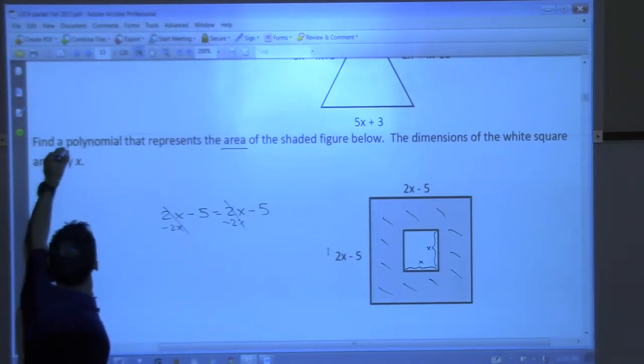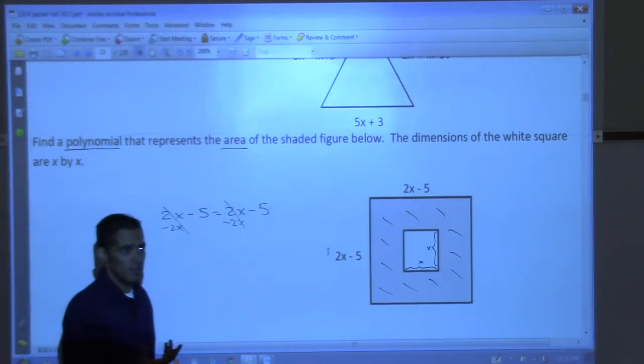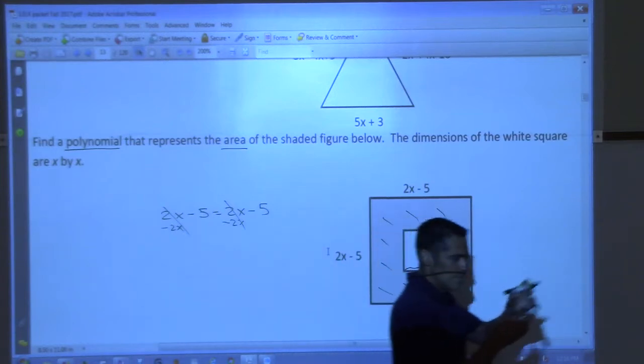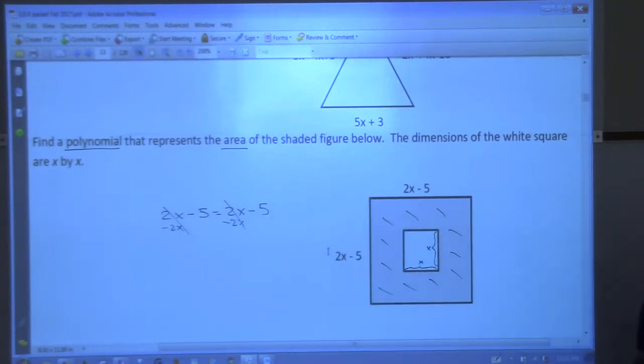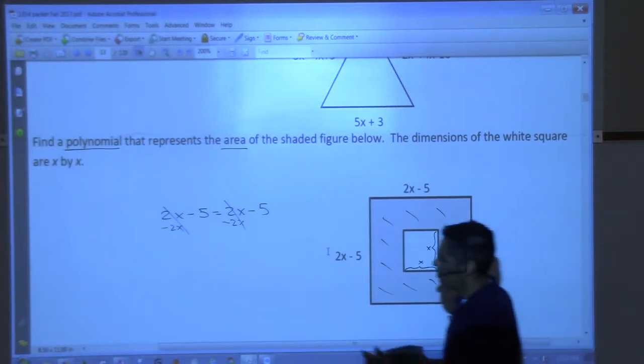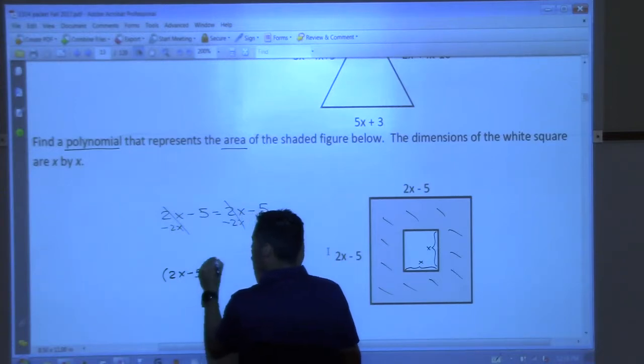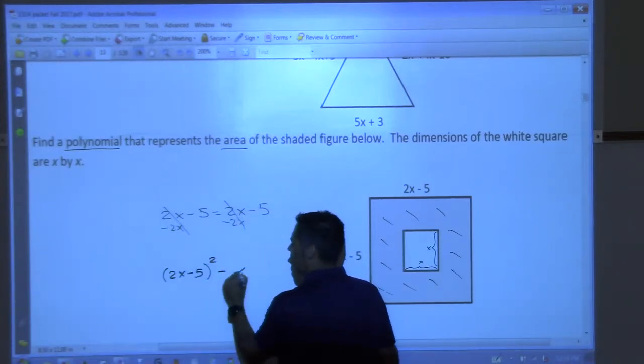So look, our answer is going to be a polynomial. We're never actually going to know what x is. Our answer is going to be some monomials together with x's, and we don't know what x is. So anyone have a different approach as to how to find the area of this shaded region? Open parentheses, 2x minus 5, parentheses squared minus x squared.